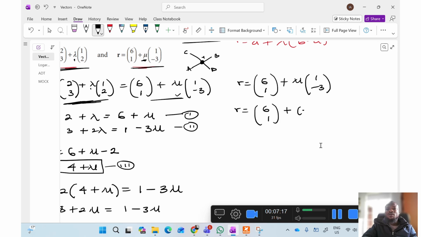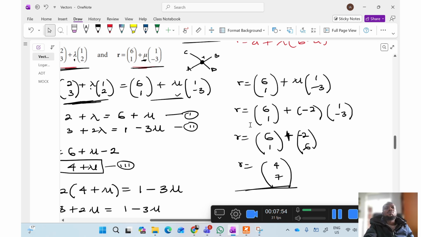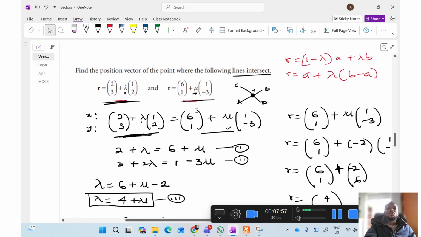Don't forget that mu is minus 2, okay? Mu is minus 2, 1, minus 3. So R is equal to 6, 1, okay? Then minus 2 times 1 is minus 2, isn't it? Minus 2 times minus 3 is plus 6. Is that understood? So that implies that the position vector is equal to 6 minus 2 is 4, and 1 plus 6 is 7. So this is the position vector of the point of intersection between these two lines.